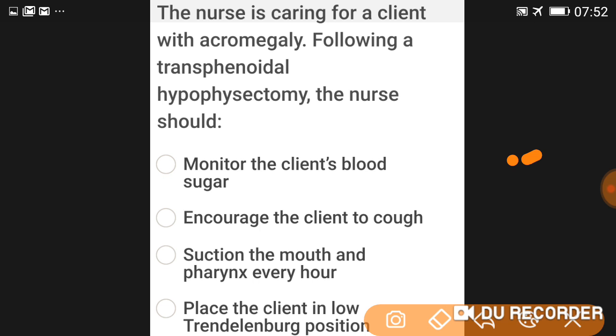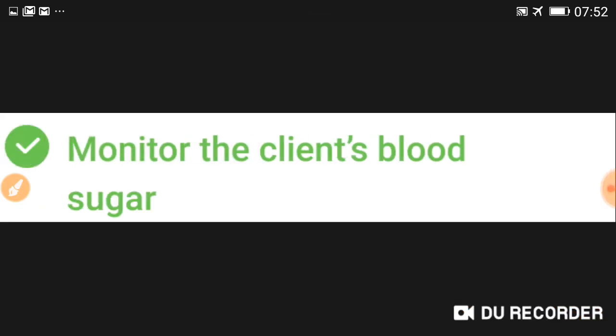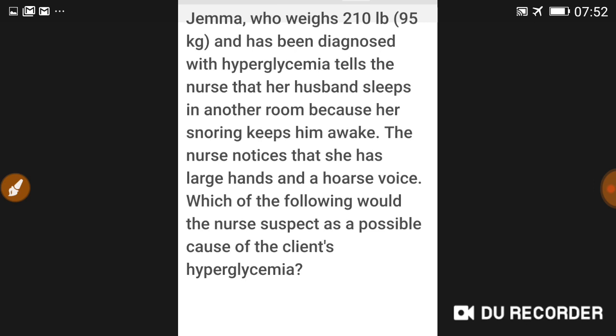Nurse is caring for a client with acromegaly. Following transsphenoidal hypophysectomy, the nurse should monitor the client's blood sugar. Okay, the nurse should monitor the client's blood sugar. Now, see, monitor the client's blood sugar is the answer.